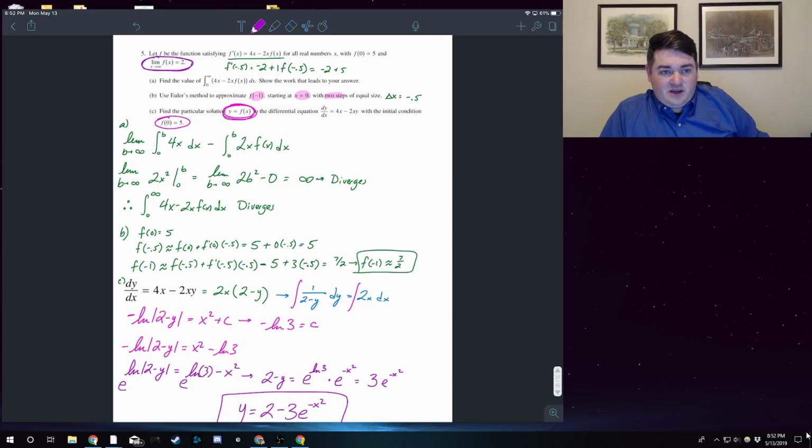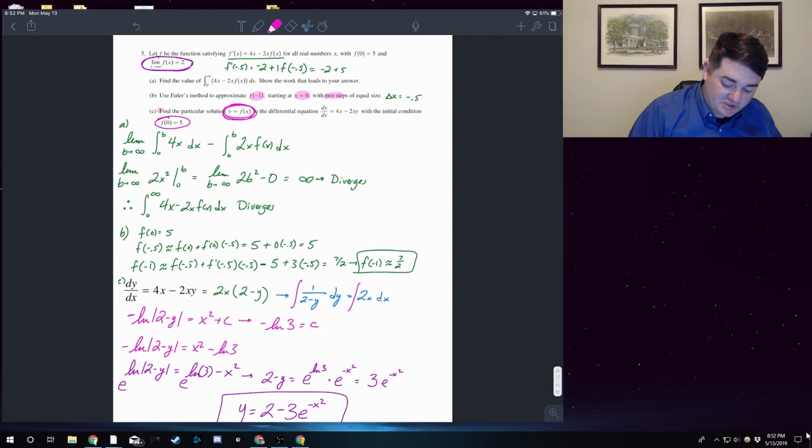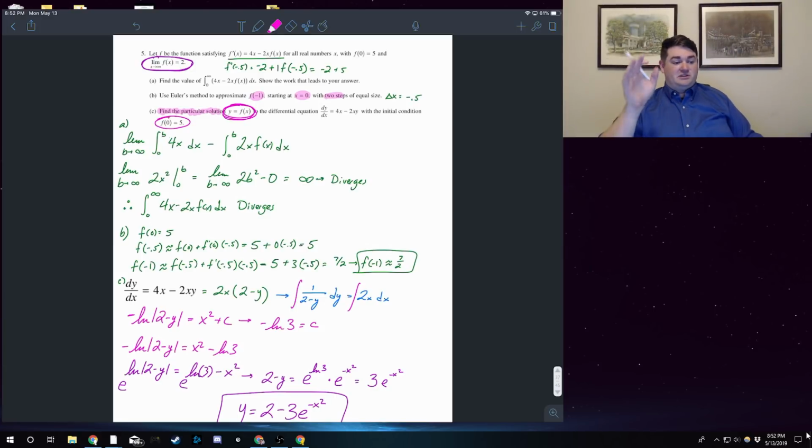Euler's method, okay. If you're in BC, we're happy to see Euler's method. This should be pretty easy. Separable differential equation: if you see find the particular solution, hopefully you are equipped for that. Separate, integrate, solve for c, solve for y.